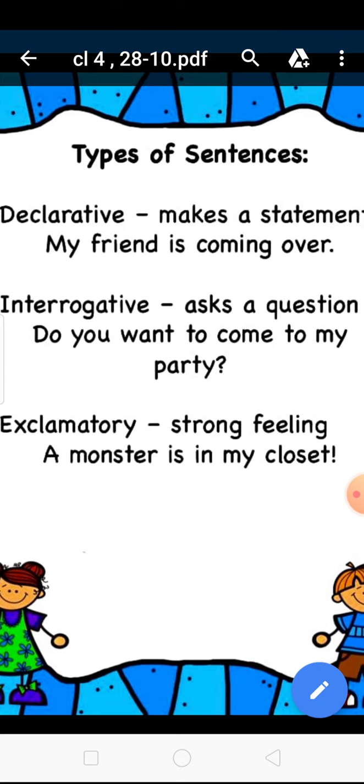Yesterday I told you what is a sentence. A sentence is a group of words which are arranged in a proper way to make a complete sense.